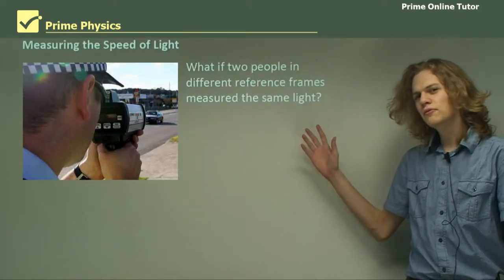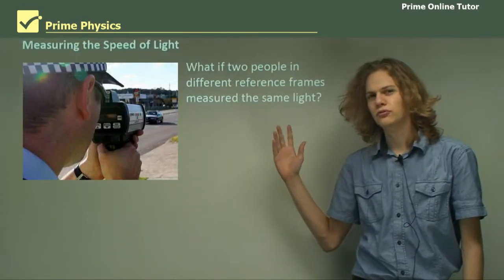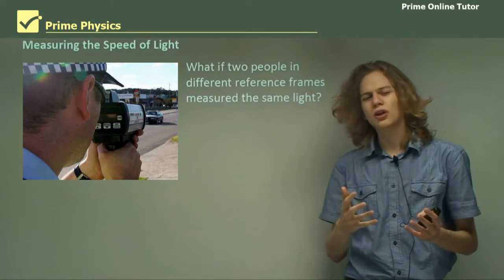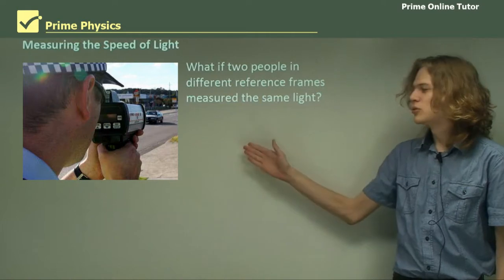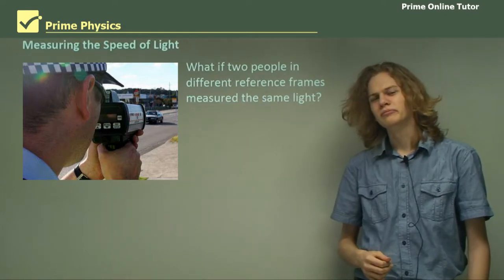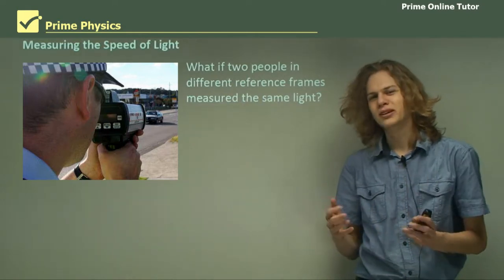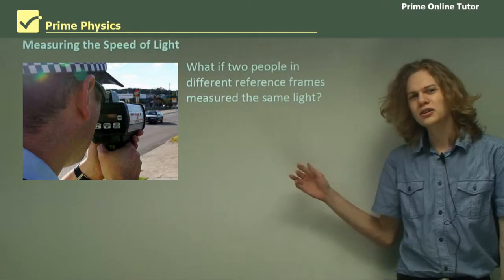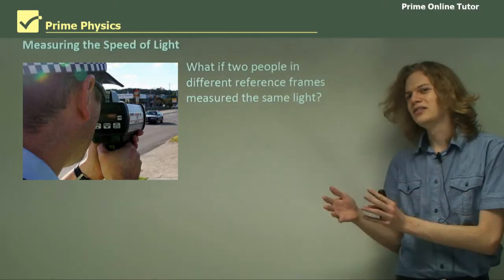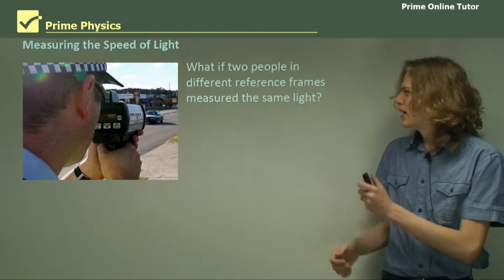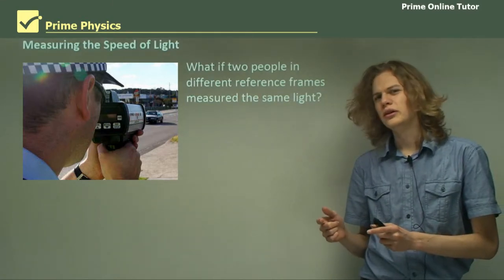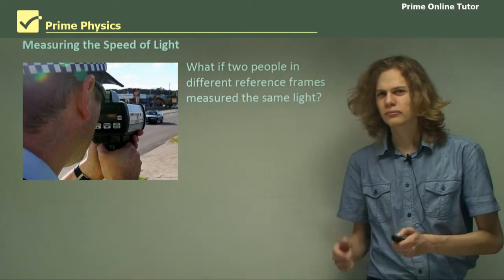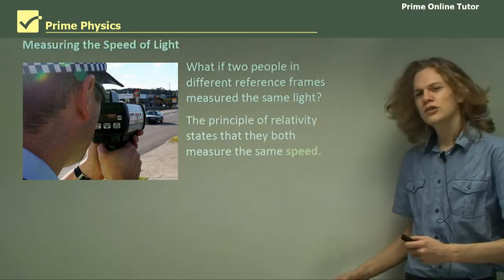So what if we have two people in two different reference frames that are measuring the same beam of light? Maybe we've got someone stationary with a light speed camera, and we've got someone moving at high speed with a light speed camera. How would they measure the speed of light to travel? Would it be different for both people? Well, as a matter of fact, no.